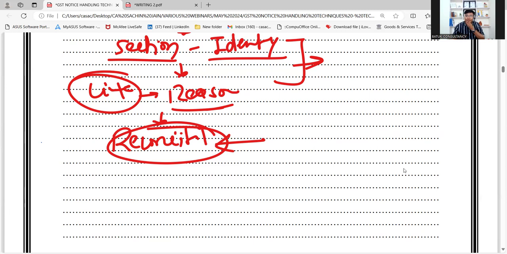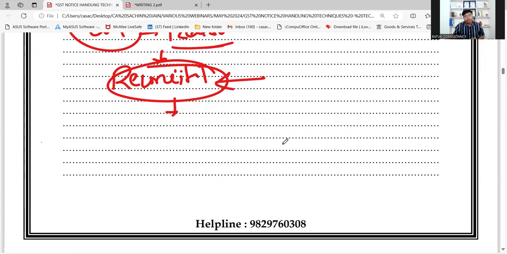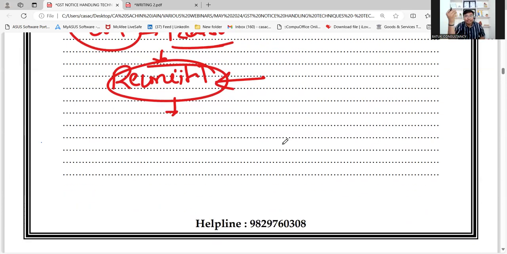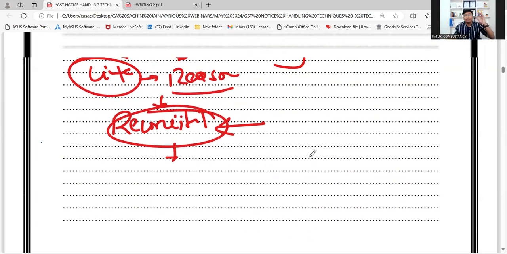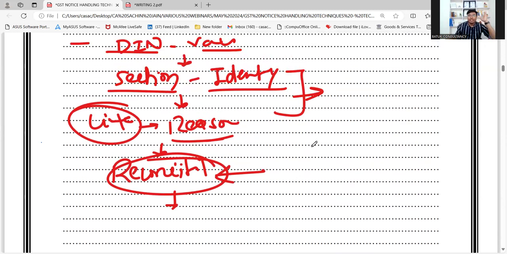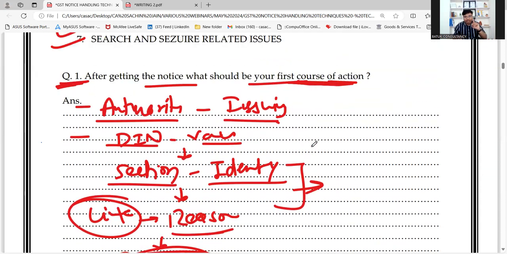Reconciliation. Then after, we need to focus on preparing the reply, and our reply will always be based on the facts which are mentioned in that particular notice. Okay, so this is the first thing and first question, that's आप notice मिलते ही आपको क्या करना है. So this is your responsibility: check the authority, check the DIN number, check the section, check the reason of the notice, and check the reconciliations from arithmetical and logical calculations.